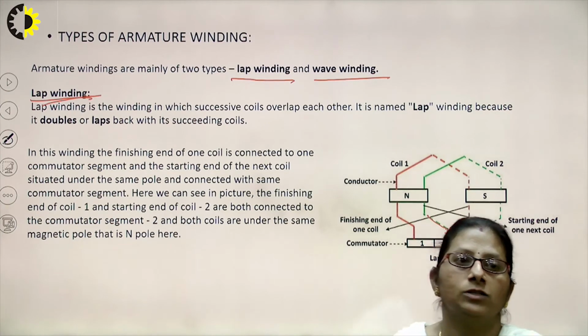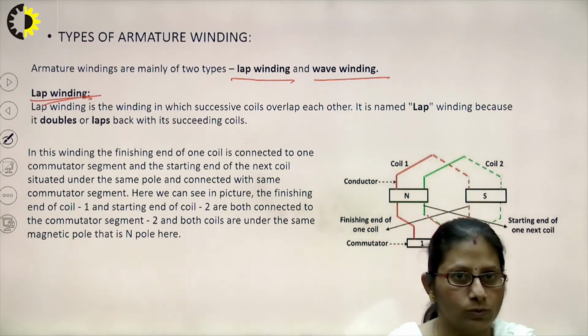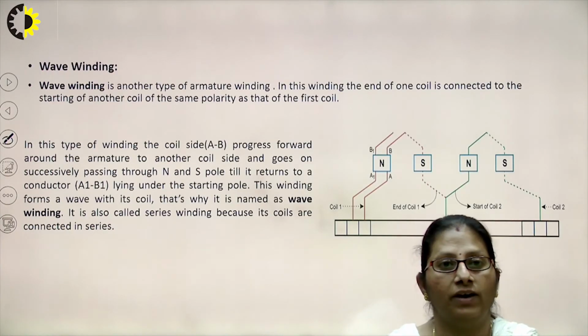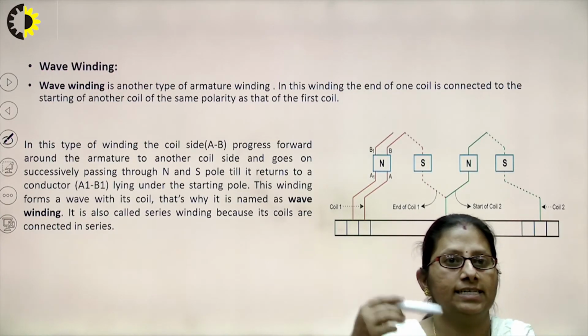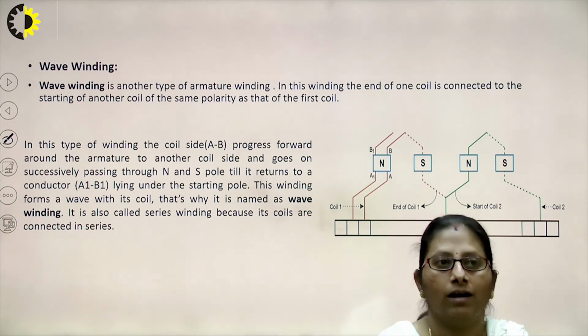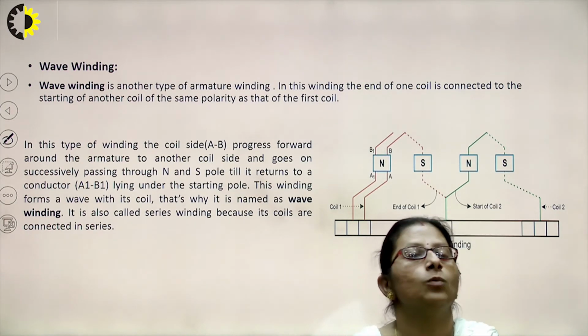Both of these are connected to commutator segment 2 and both the coils are under the same pole also, right? Now, what is this wave winding? As the name suggests, it is wave, it is progressive, it will never be lapping back, right? So the wave winding is another type of armature winding.